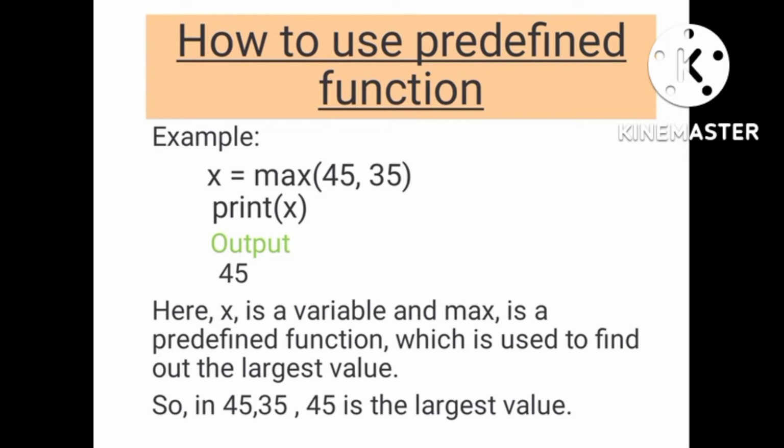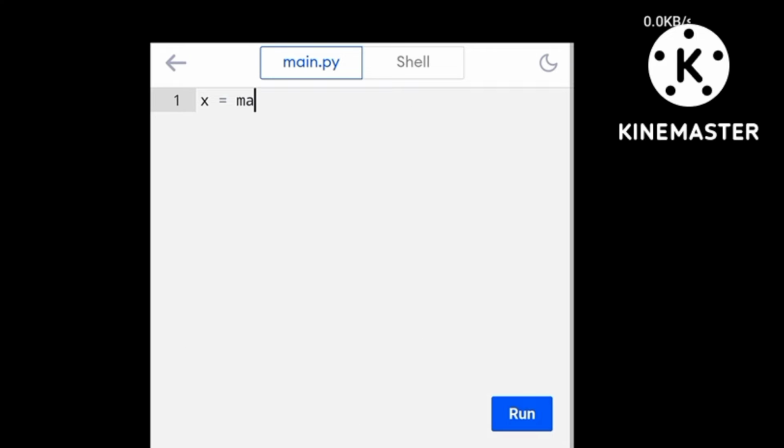x equals max(45, 35), print x. When it executes, the output will be 45. Here, x is a variable and max is a predefined function, which is used to find out the largest value. So, in 45, 35, the largest value is 45.